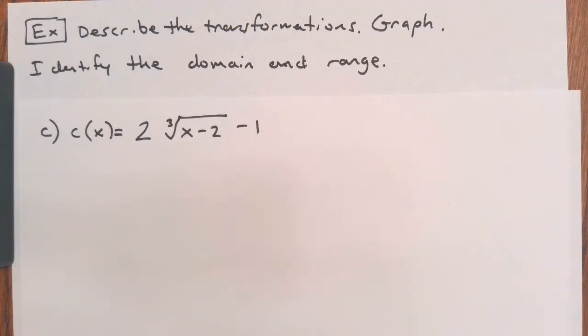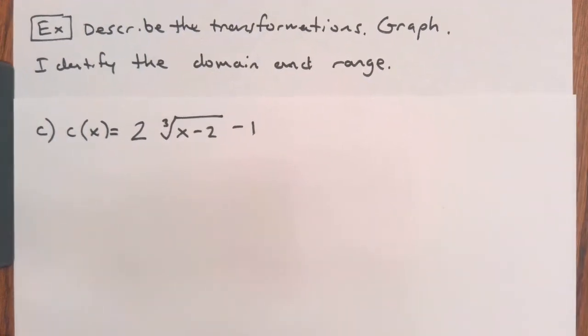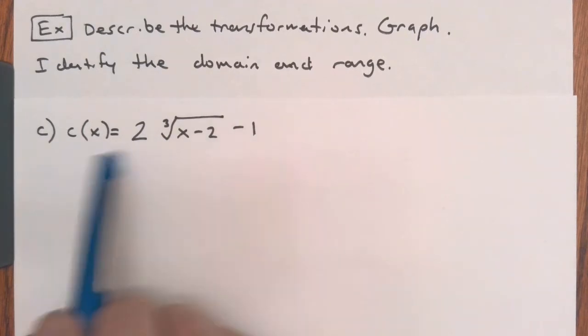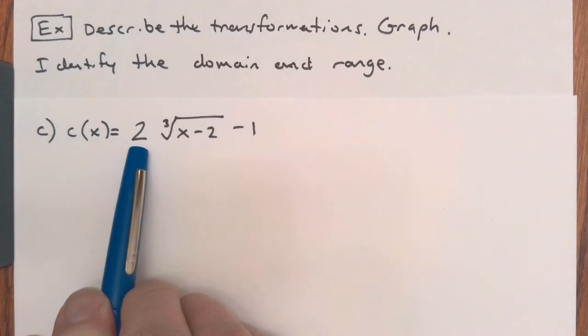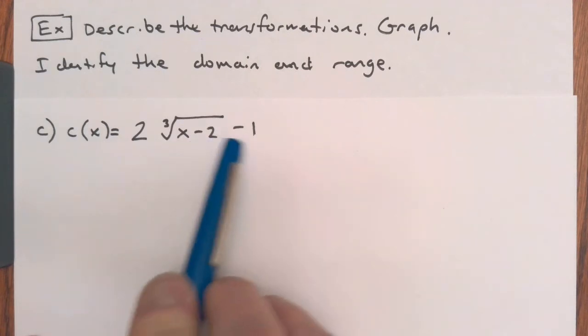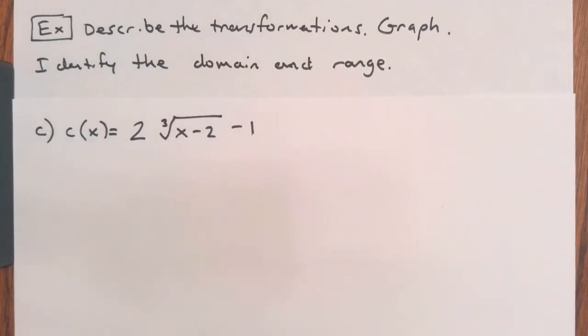Same directions here again as our last two problems. We want to describe the transformations, graph, and then identify our domain and range. Taking a look at this equation, we have c of x is equal to 2 times the cube root of x minus 2, minus 1.